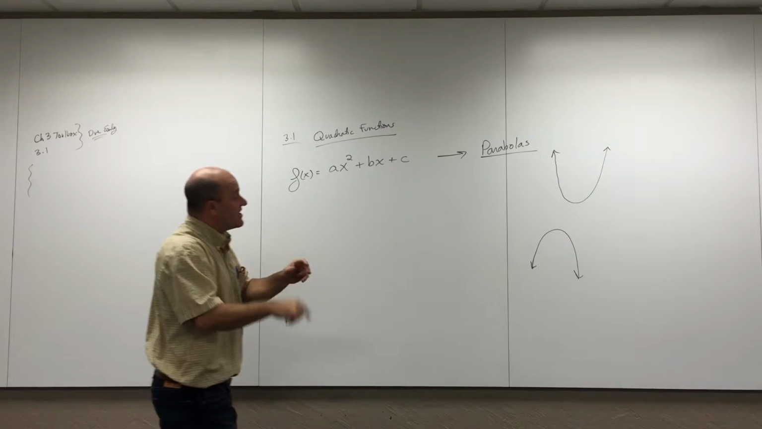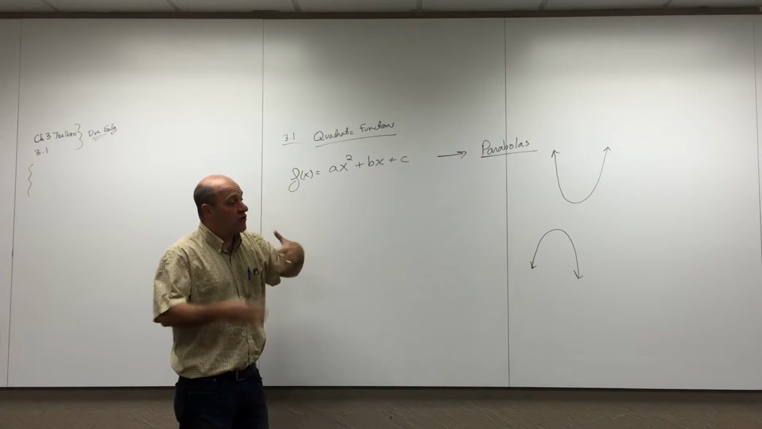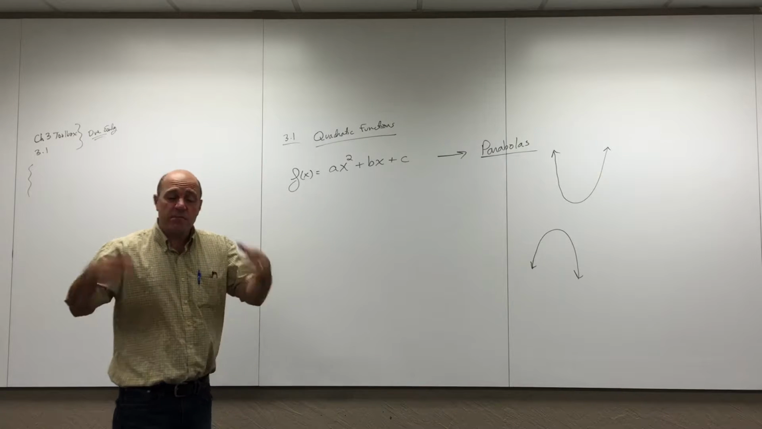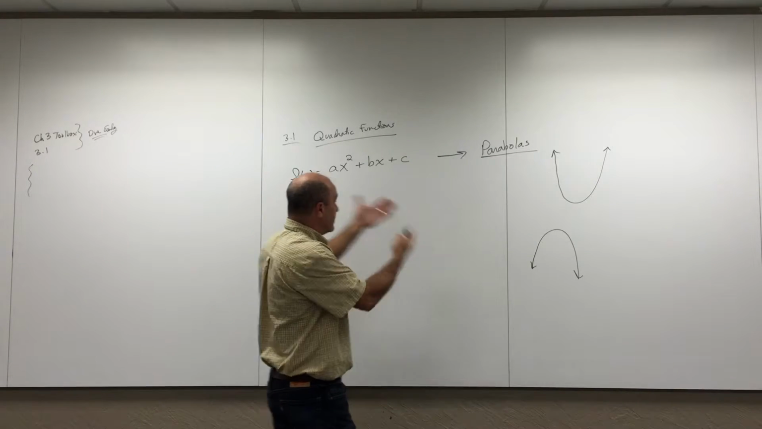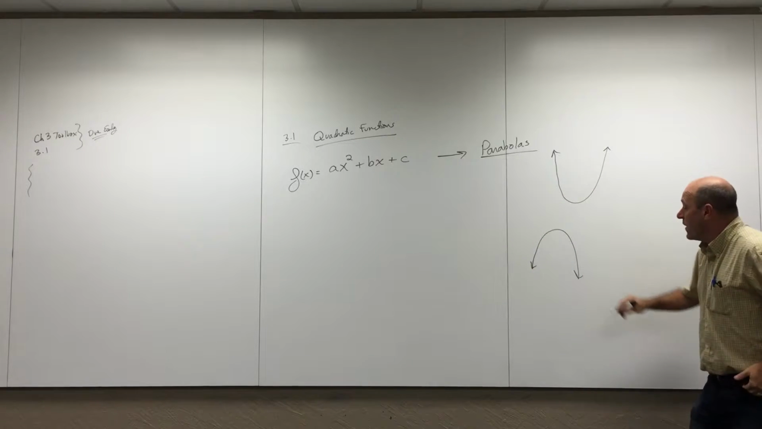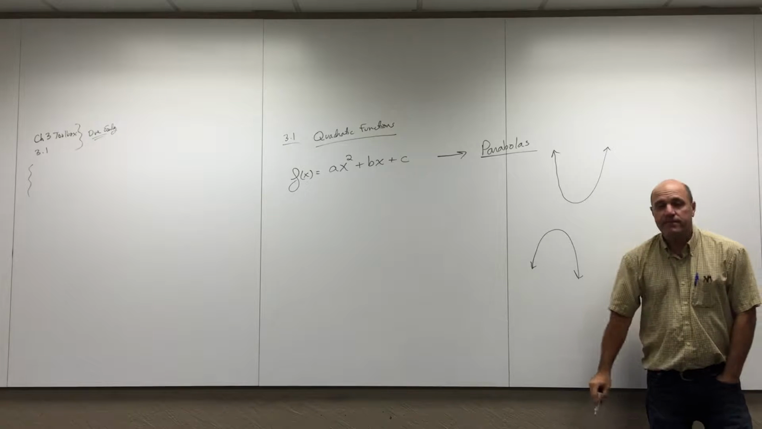This A, B, and C are numbers in front of the variables, and the A, B, and C are called coefficients. It seems to me the most important part of this parabola, this quadratic function, is what we call the turning point.